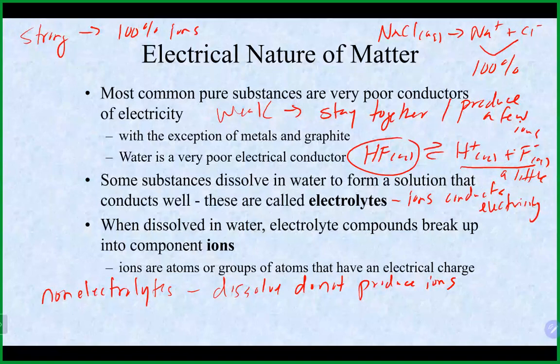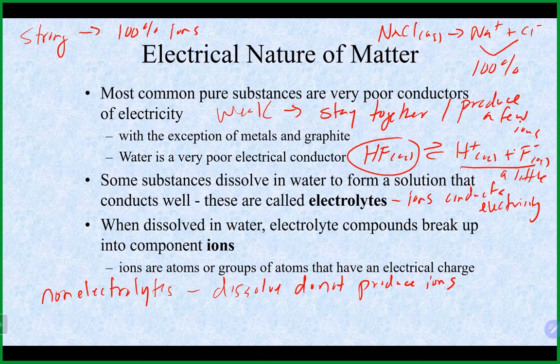So a strong electrolyte completely breaks apart into ions, conducts electricity really well because of the lot of ions that are present. A weak electrolyte pretty much stays together, but does break apart a little bit. And because it has a little bit of the ions, will conduct electricity, but not very well. And a non-electrolyte will dissolve, but not produce any ions. And because there's no ions present, it would not conduct electricity.